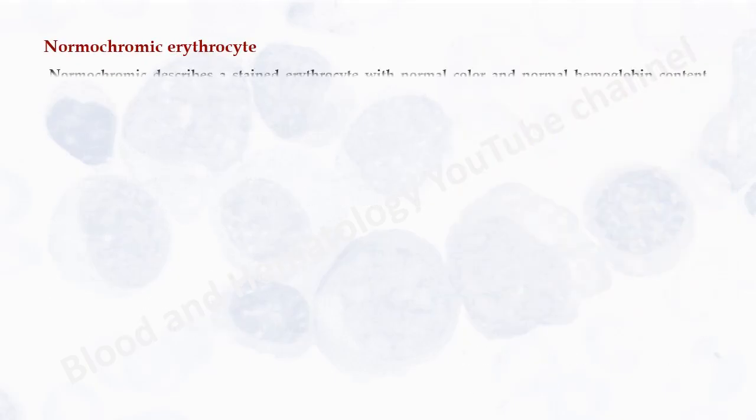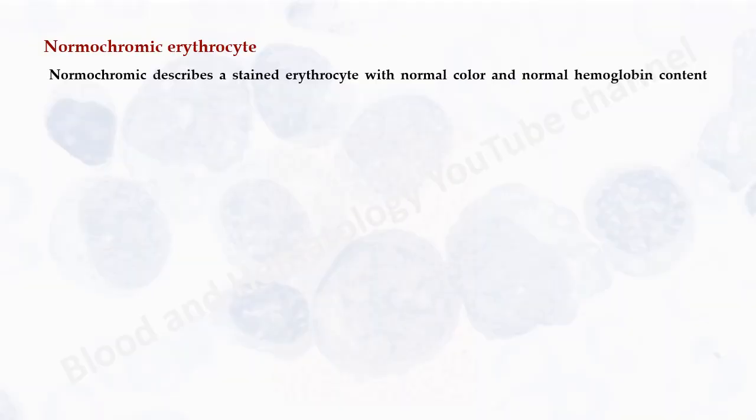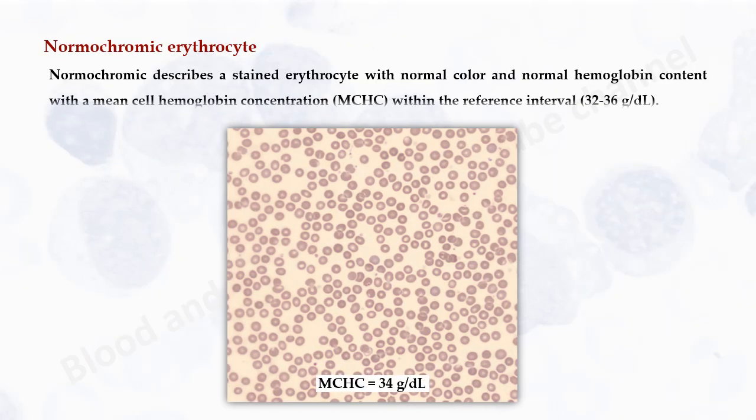Normochromic describes a stained erythrocyte with normal color and normal hemoglobin content, with a mean cell hemoglobin concentration within the reference interval.